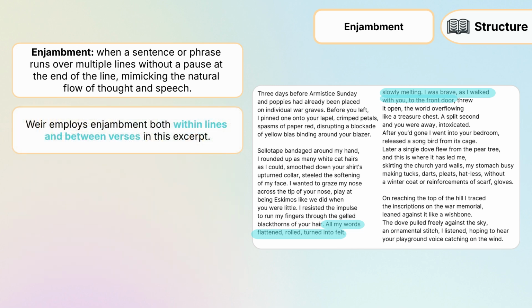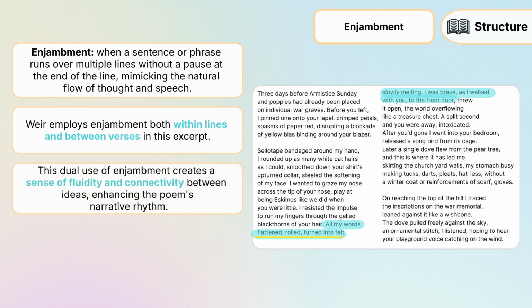Weir employs enjambment both within lines and between verses in this excerpt. For example, "flattened, rolled, turned into felt" spans multiple lines, maintaining a continuous flow of thought. Enjambment between verses extends this technique across stanza breaks, such as "felt, slowly melting," where the thought carries over from the second to the third stanza.